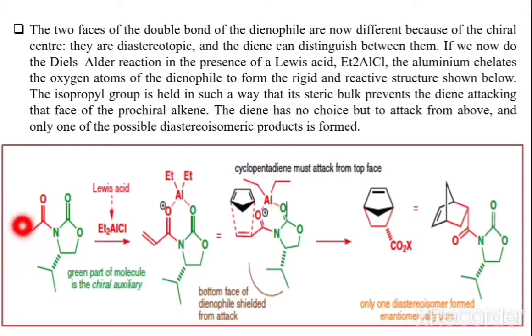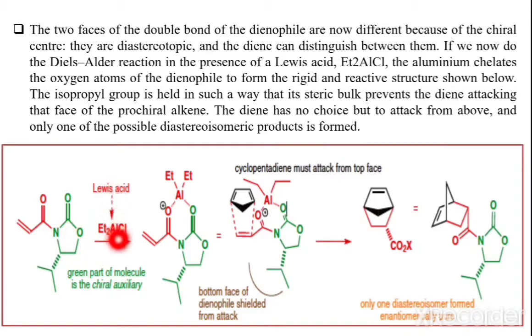Double bond of the dienophile, that means this one here, are now different because of the chiral centers. The two faces of the double bond of the dienophile are diastereotopic, and the diene can distinguish between them if we now do the Diels-Alder reaction in the presence of a Lewis acid.